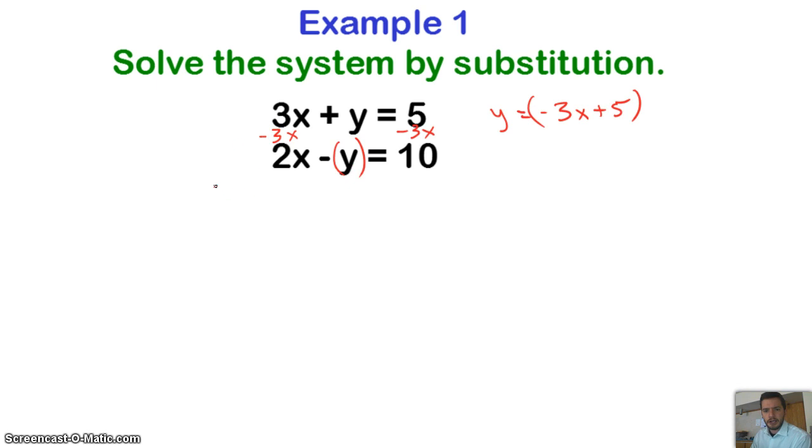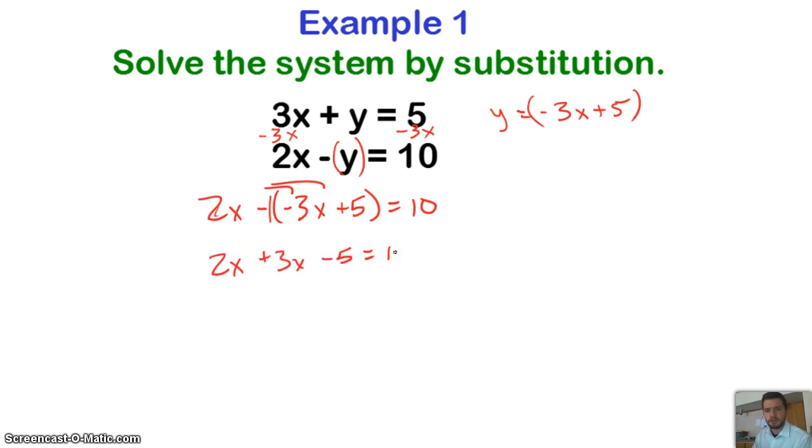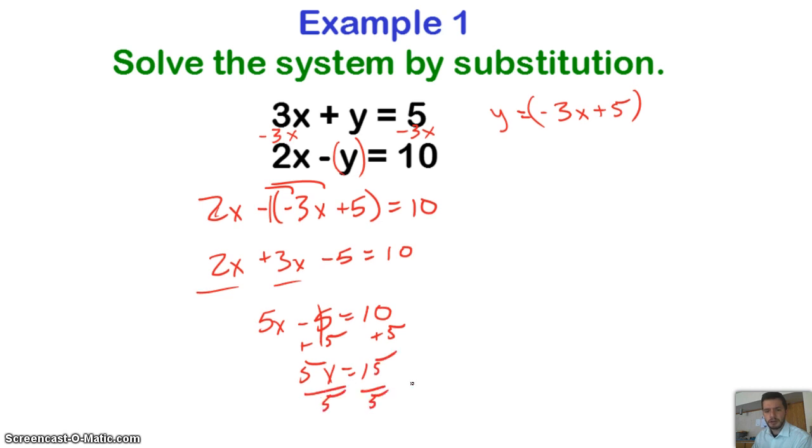When I plug it in, it'll be 2x minus (negative 3x plus 5) equals 10. This negative out here is just like a negative 1, so we're going to distribute it. So 2x plus 3x minus 5 equals 10. Combine like terms: 5x minus 5 equals 10. Add 5, so 5x equals 15. And divide, so x equals 3.